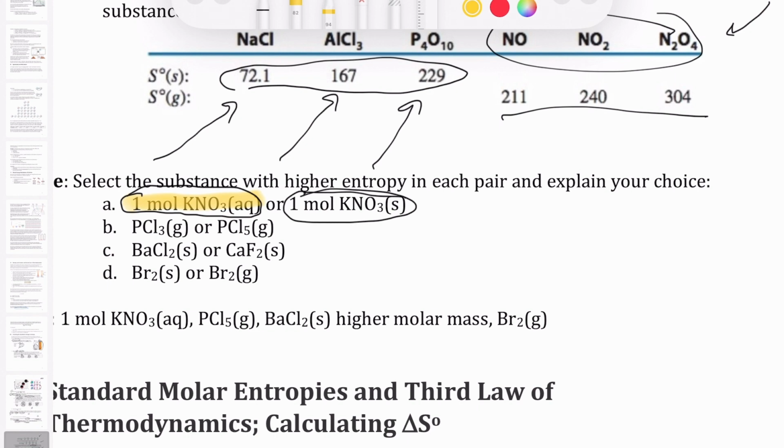PCl3 versus PCl5, which one is going to have higher entropy? They're both gases, so state of matter is not going to be important. However, PCl5 has more bonds, right, compared to PCl3. So as a result, that one is expected to have a higher entropy.